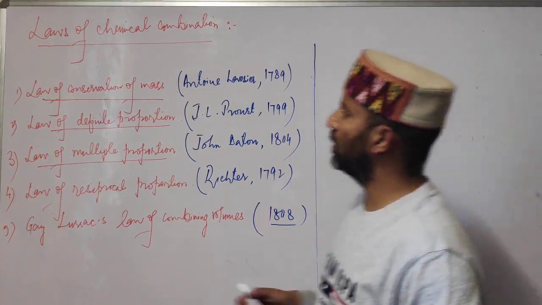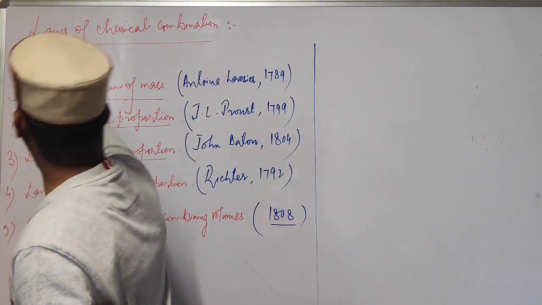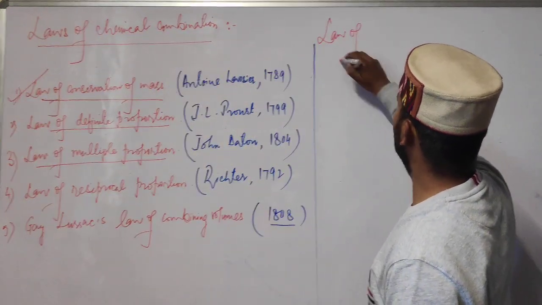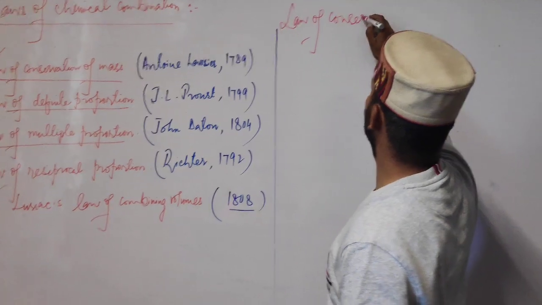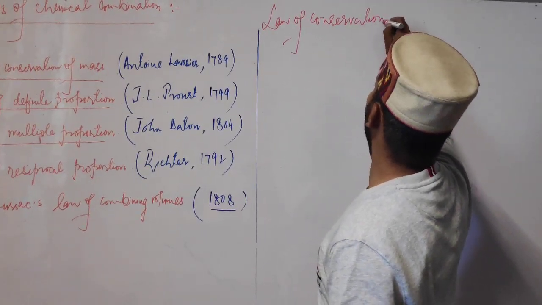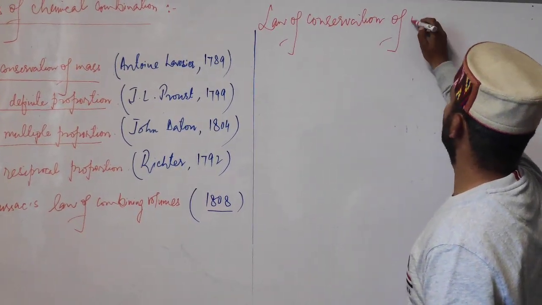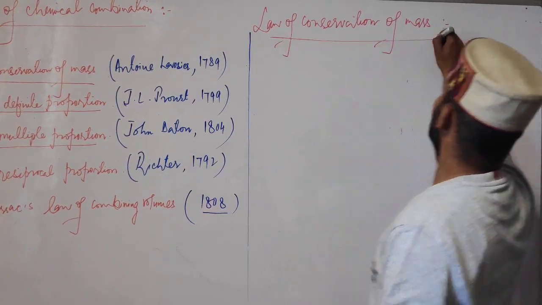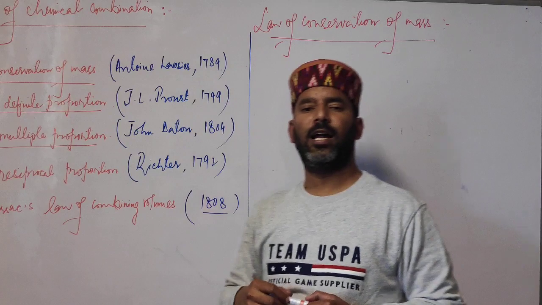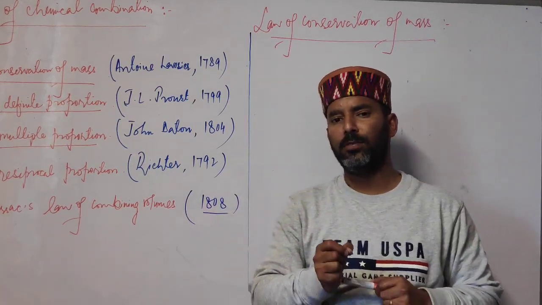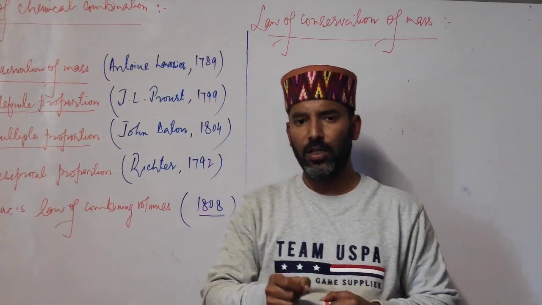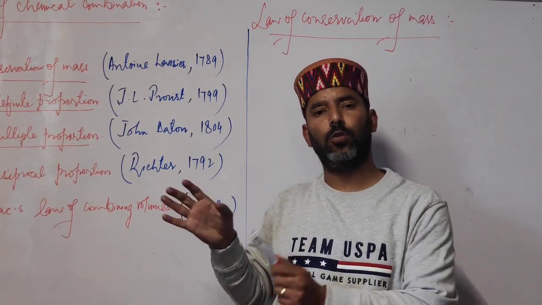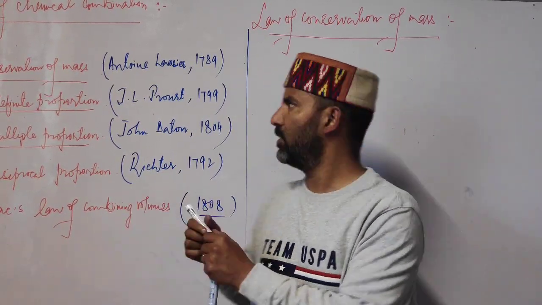Now students, we will discuss the first law, that is law of conservation of mass. So what is law of conservation of mass? So student, this is a very simple law. The statement of the law is that in any physical or chemical process or change, the total mass of reactants is equal to the total mass of products.